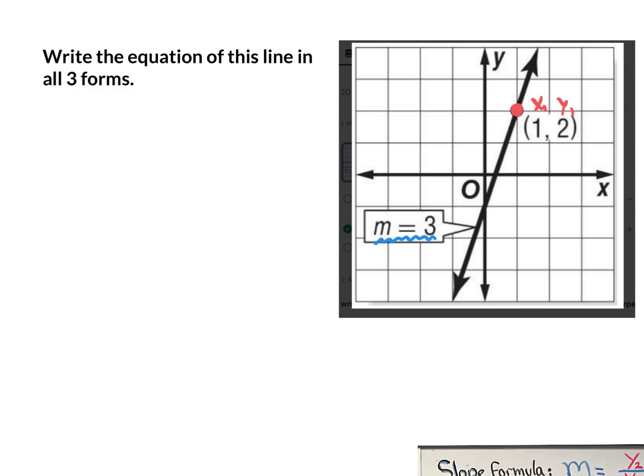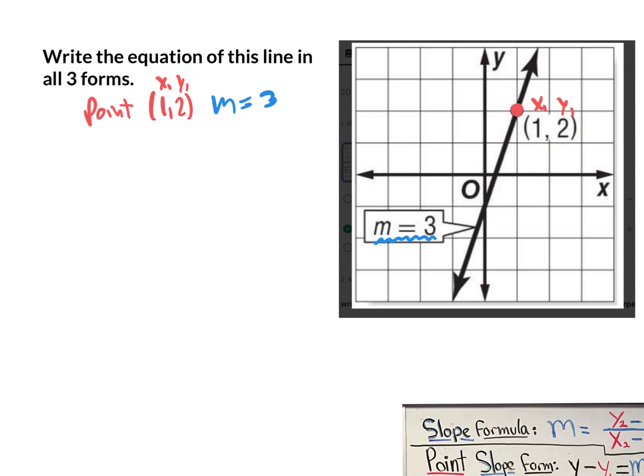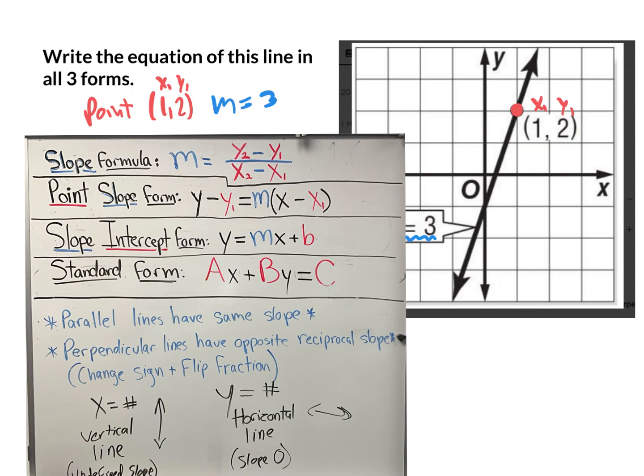So if they give you a point, which is 1, 2, x1, y1, and they give you a slope, which is 3, it's really easy to write it in point slope form. Point slope form, sorry about that. Point slope form is y minus y1 equals m parentheses x minus x1. So you should be able to copy this down from the board.